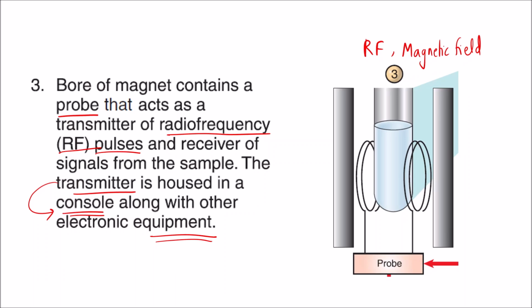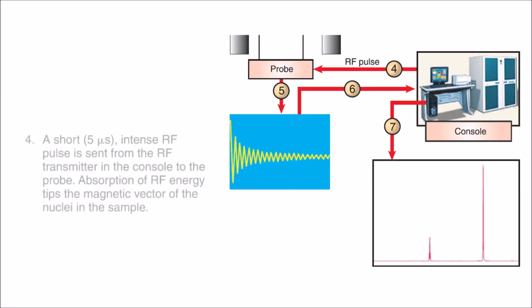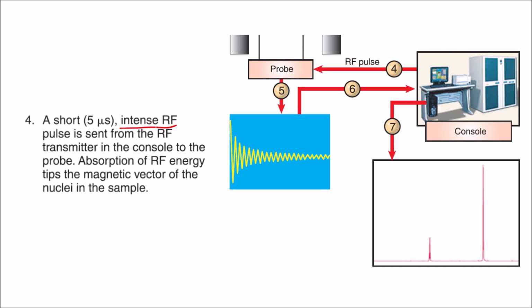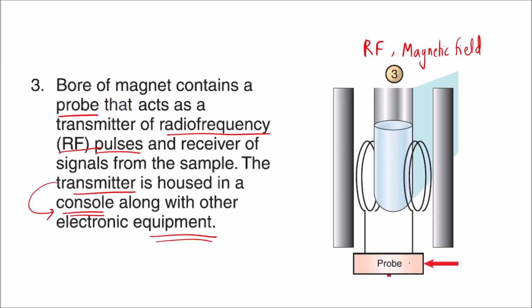After you subject it to the radio frequency and magnetic field, what happens? The next thing is a short, intense RF pulse. After you load the sample, an intense radio frequency pulse is sent from the RF transmitter in the NMR console to the probe that is surrounding your sample. Here you can see this is the probe which contains your NMR sample.